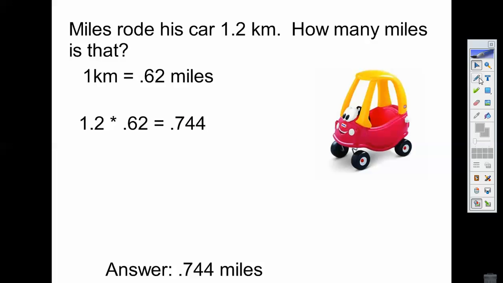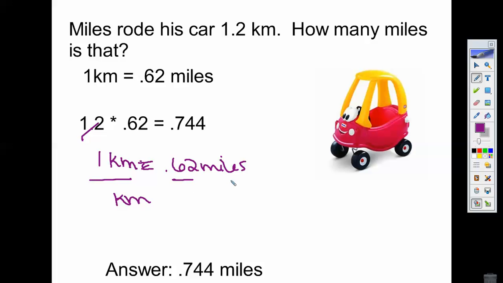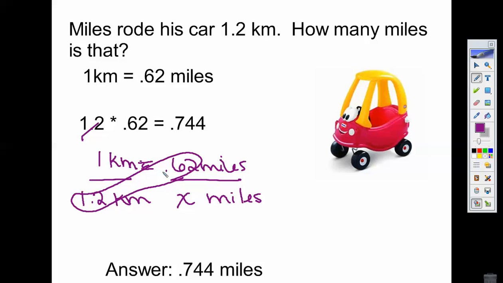To do it with a proportion, I would do the same thing that I did with my customary unit conversions. So I could write 1 kilometer equals 0.62 miles, and then I'm going to put kilometers with kilometers and miles with miles. I know that I went 1.2 kilometers, so I'm going to write 1.2 in here, and here's my variable. When I cross multiply, I do 0.62 times 1.2, which is exactly what I did here.